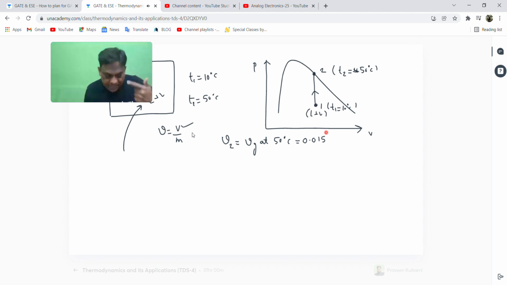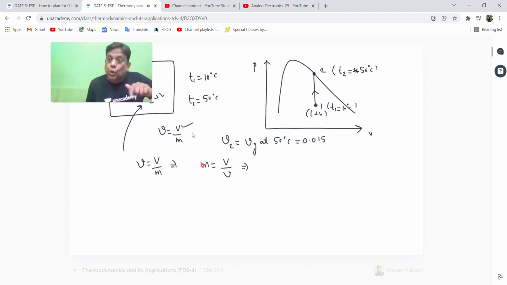Can I calculate the mass? Yes, I know the volume. I know the final specific volume. So specific volume is volume by mass. Therefore, mass is equal to volume by specific volume. Listen carefully. So let me calculate the mass. This will give me the total mass. Finally, the total mass is in vapor state. So M2 is equal to final volume by final specific volume. Whether it is initial or final volume, it will be the same. So it is 2.